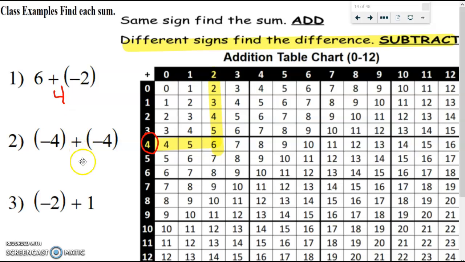Alright, let's take a look at number 2. Now number 2, you have the same sign. They both have the same sign, so we're going to find the sum. We're going to take negative 4 plus negative 4 and add them together. On this one, we're adding, so we just say 4 and 4 and see where they meet. In this case, they meet here in the middle. You get 8. Since they're both negative, we keep it negative.